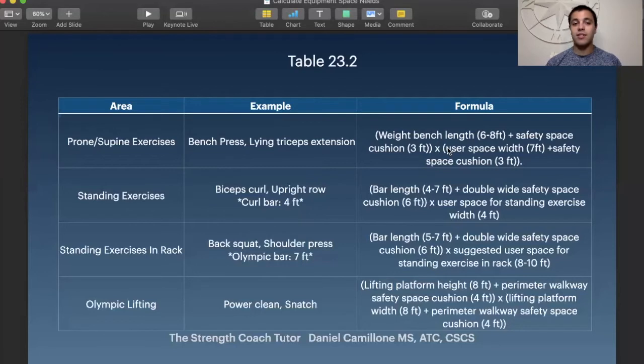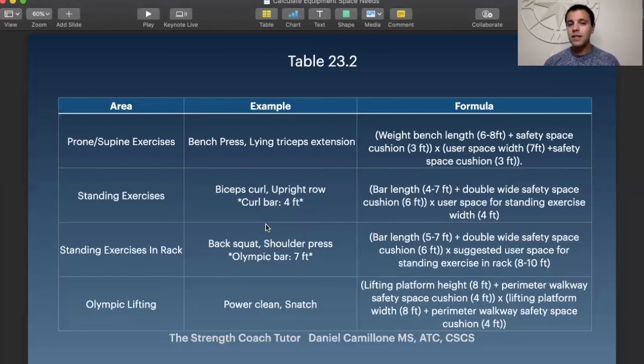The next one we're going to look at is standing exercises. So this would be your biceps curl, upright row, maybe a standing dumbbell shoulder press, whatever it may be. First, we're going to take the bar length, which would be anywhere from 4 to 7 feet, depending on the type of bar. In the textbook example, they use a curl bar, which is 4 feet long, but typically your Olympic bars, for example, are 7 feet long. So the bar length is going to vary. They may give you that in the question, or they may not. But it's good to know that the curl bar length is 4 feet and the Olympic bar length is 7 feet.